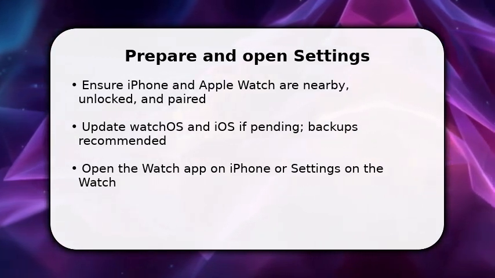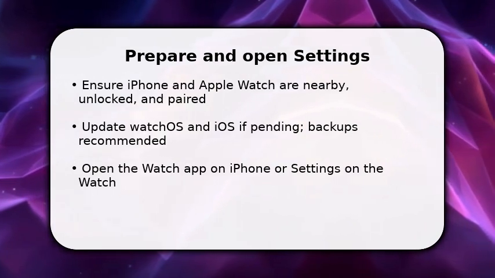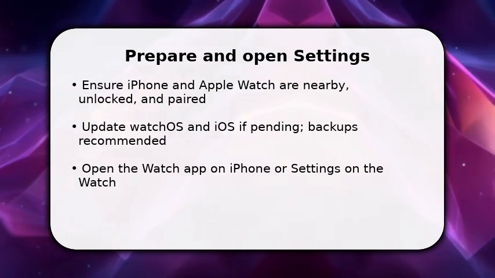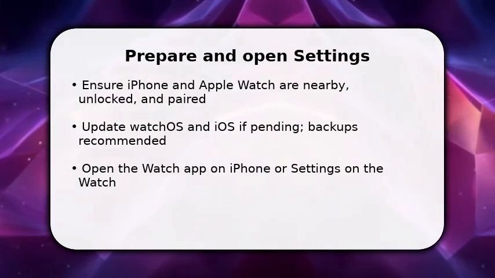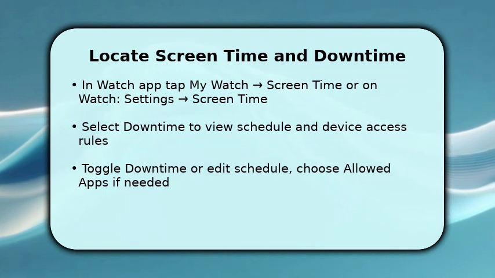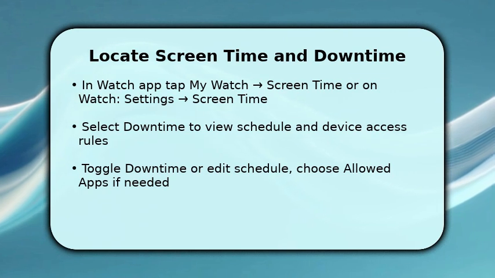Now open the Watch app on your iPhone for the clearest controls, or go directly to Settings on the watch if you prefer. This step gets you into the correct interface, so the downtime toggle and screen time options appear exactly where expected. Once inside screen time, you'll find downtime listed as a distinct setting. This is where access is limited.